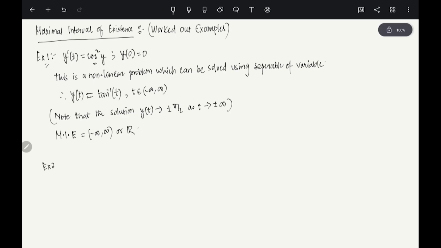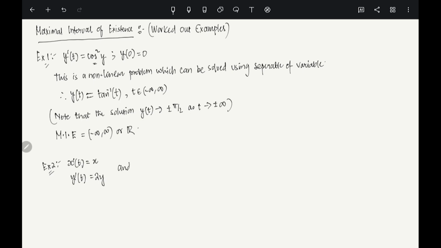Let's look at an example where it is not a simple ODE anymore, but a system. Let's look at this system: x prime t equals x, and y prime t is given by 2y. This is also a very simple system, but nonetheless it is a system. The initial condition which we have is x at the point 0, y at the point 0, equal to 1 and 1. Of course, we chose it in such a way that it's very easy to solve.